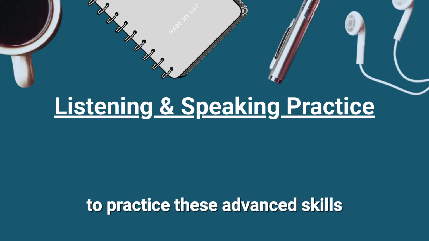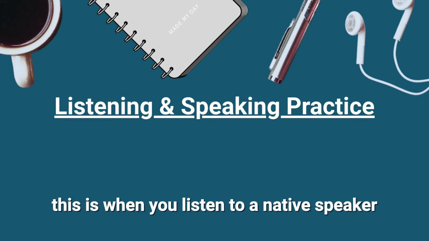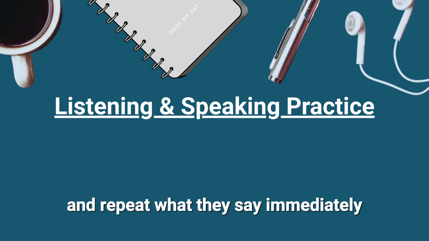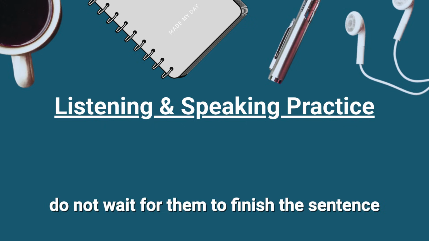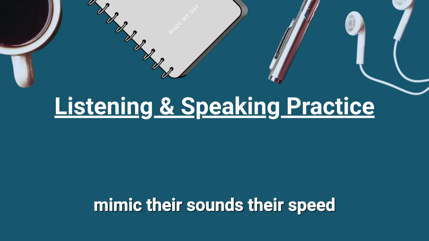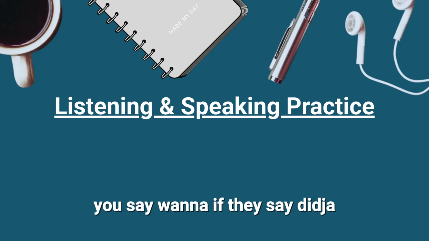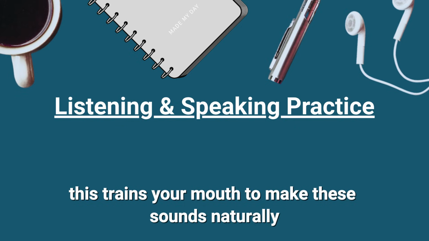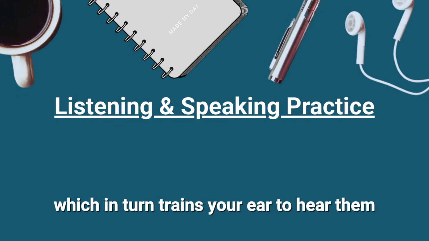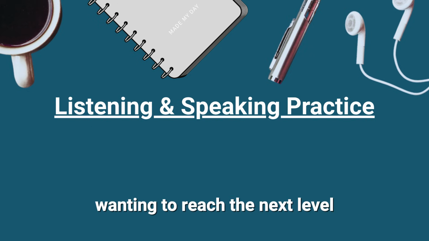To practice these advanced skills, I want you to try shadowing. This is when you listen to a native speaker and repeat what they say immediately, exactly as they say it. Do not wait for them to finish the sentence. Mimic their sounds, their speed, and their weak forms. If they say wanna, you say wanna. If they say did ya, you say did ya. This trains your mouth to make these sounds naturally, which in turn trains your ear to hear them. It is a powerful technique for B1 learners wanting to reach the next level.